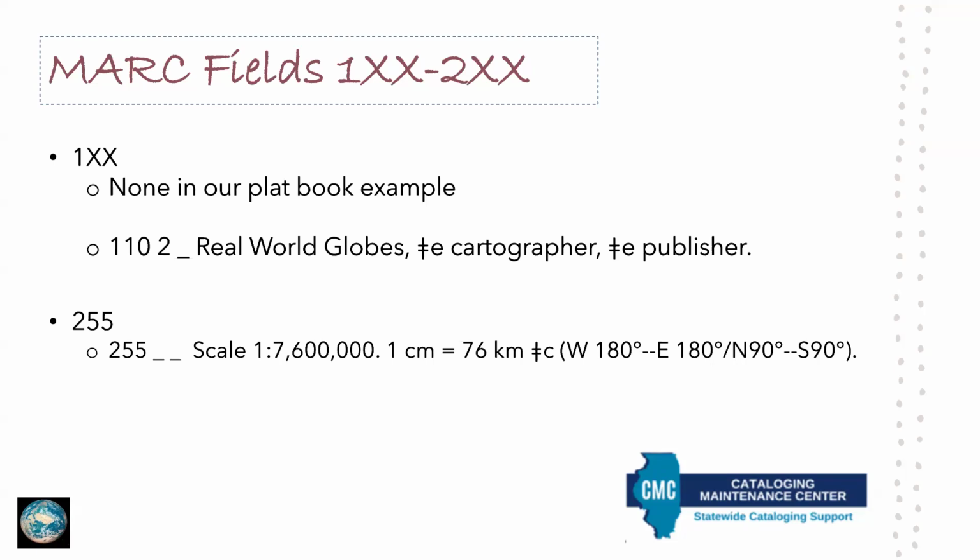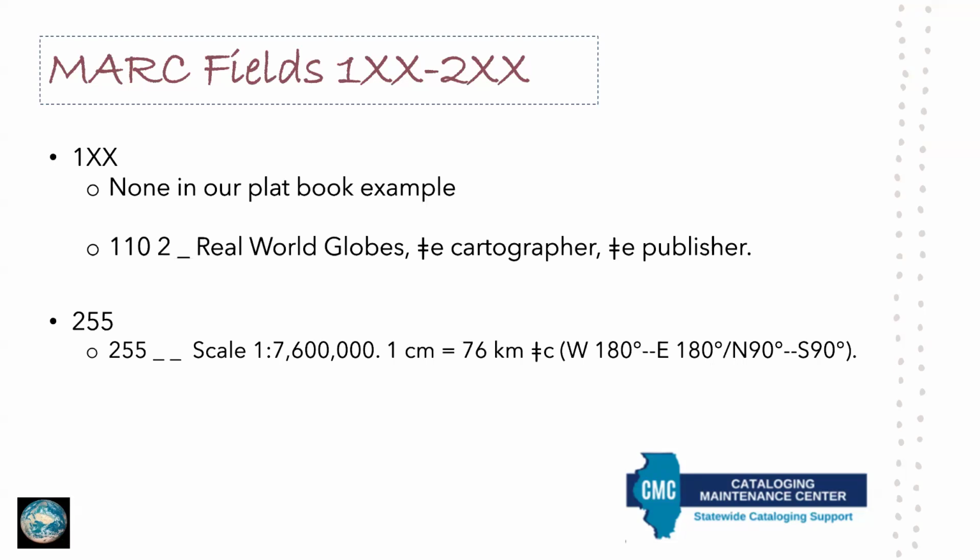If the item is created by a corporate body, a 110 is used. If it can be credited to a single person, a 100 is more appropriate. The indicator rules are the same. The 255 is our only cartography-specific field in the 2XXs. Use it for the cartographic mathematical data. Both indicators are undefined, so we can leave those blank, and the subfields are A through G.